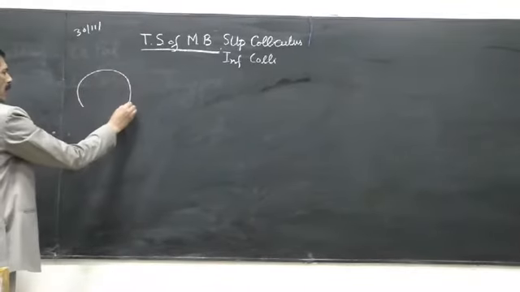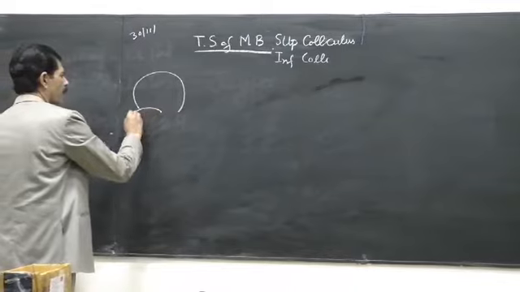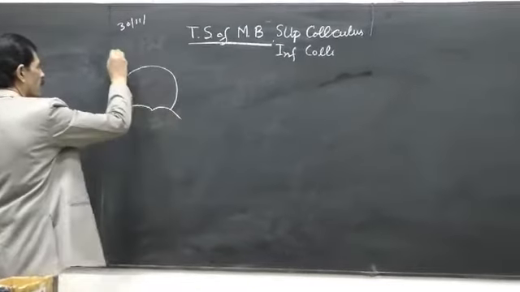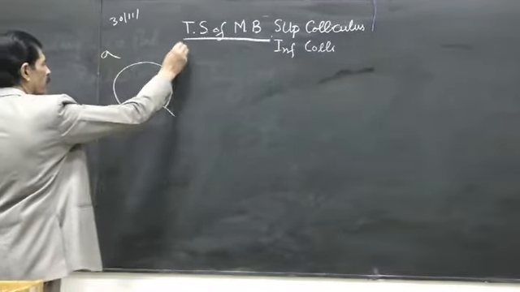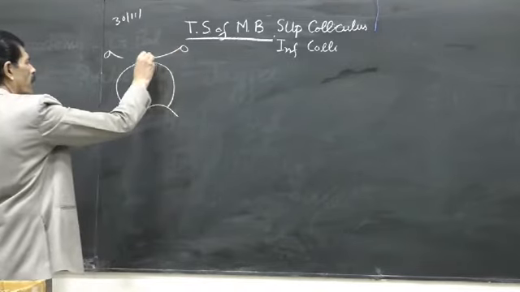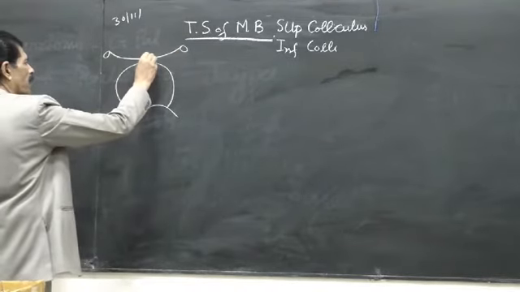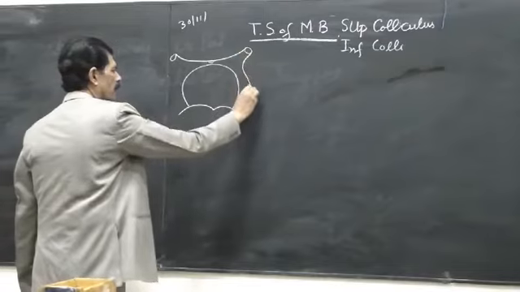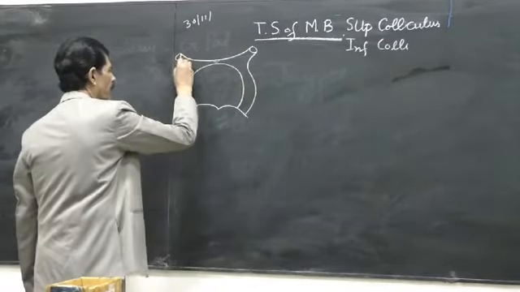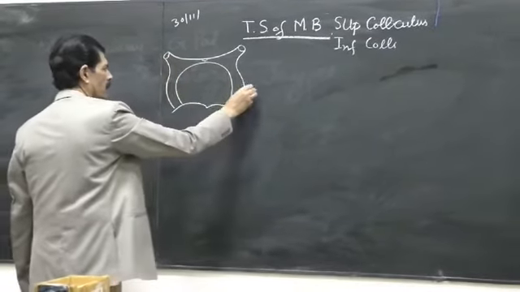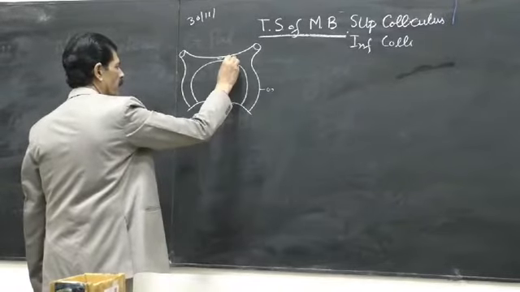The ventral part is called the interpeduncular fossa. There are the two optic nerves coming from the eyeball, from the orbit, and they cross in the midline. There is the optic chiasma. Laterally, after crossing, they go as the optic tract. So this is the ventral aspect.